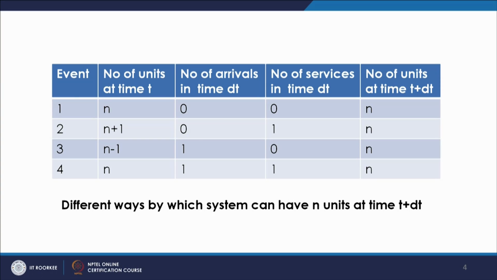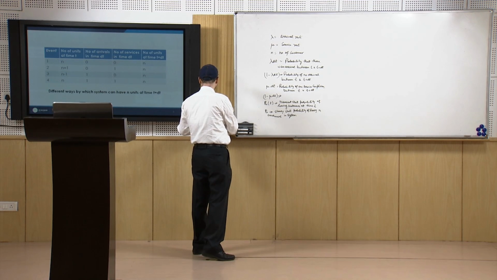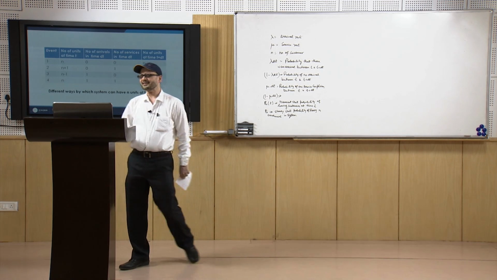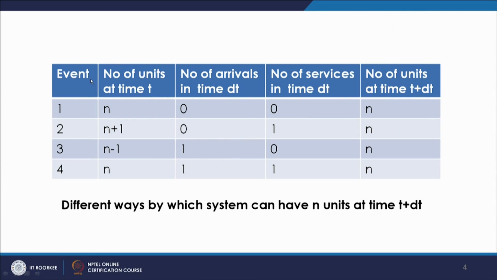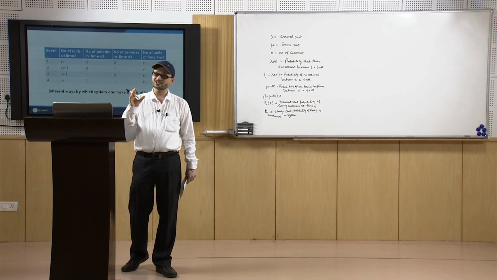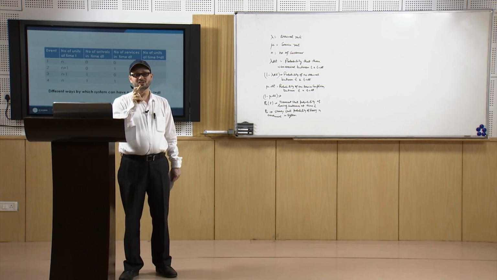Now, let us see how we have to proceed. What we see is that you have these 4 cases and only one of them has to happen, others will not be happening. So, anyway the addition of all these cases: you will have probability for event 1, probability for event 2, probability for event 3 and probability of event 4 all added. It will give you that you will have n customers at time t plus dt.